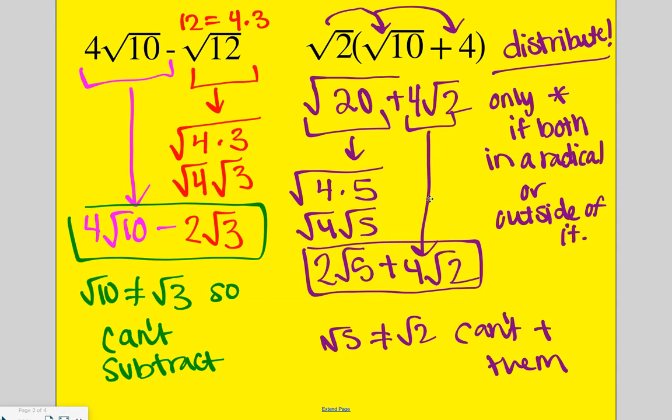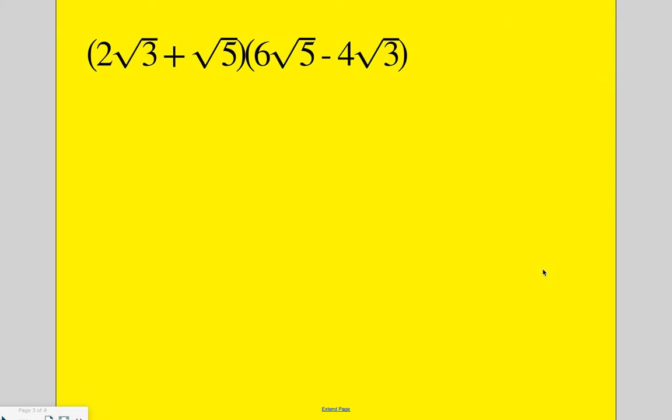My little arrow is weird looking. There we go. Okay, last problem.